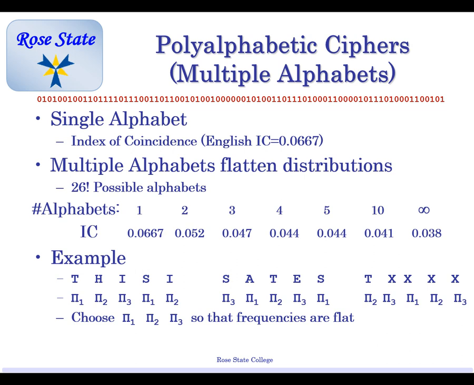So if we have one alphabet, the index of coincidence is 0.0667. 2 is 0.052, all the way up to infinity. Because once you get enough, it's pretty much flat, okay? So let's explain how this works, okay? I have some plain text here. It says, this is a test XXXX.